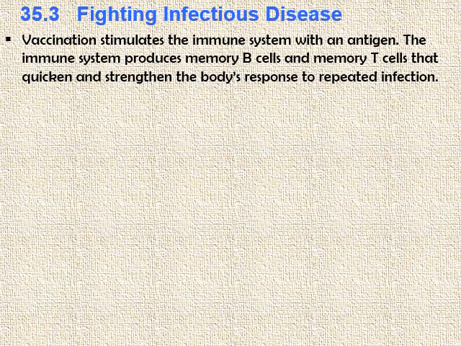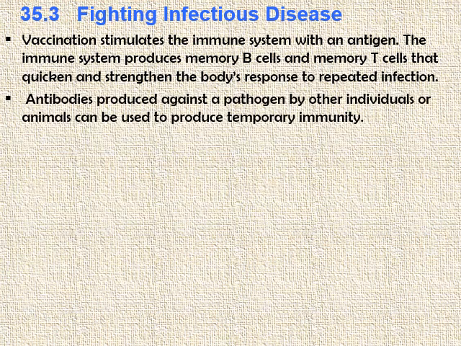Let's see the key points we discussed in chapter 35, lesson 3, fighting infectious disease. Under this lesson, we discussed that vaccination stimulates the immune system with an antigen. The immune system produces memory B cells and memory T cells that quicken and strengthen the body's response to repeated infection. Antibodies produced against a pathogen by other individuals or animals can be used to produce temporary immunity.